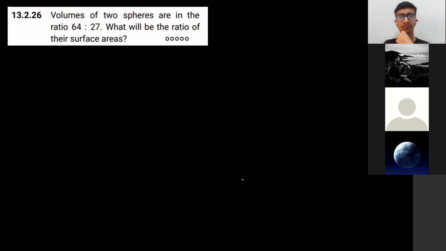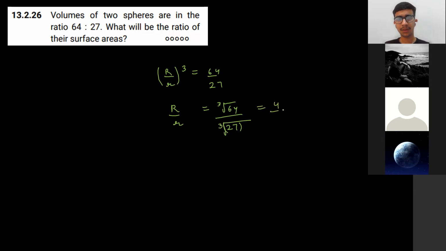Sir, I have capital R cube upon small r cube is equal to 64 by 27. Correct. So, okay. Capital R by small r, the whole cube is equal to 64 by 27. If I take cube roots both sides, what I get is capital R by small r is equal to cube root of 64 divided by cube root of 27. So this is 4 divided by 3.